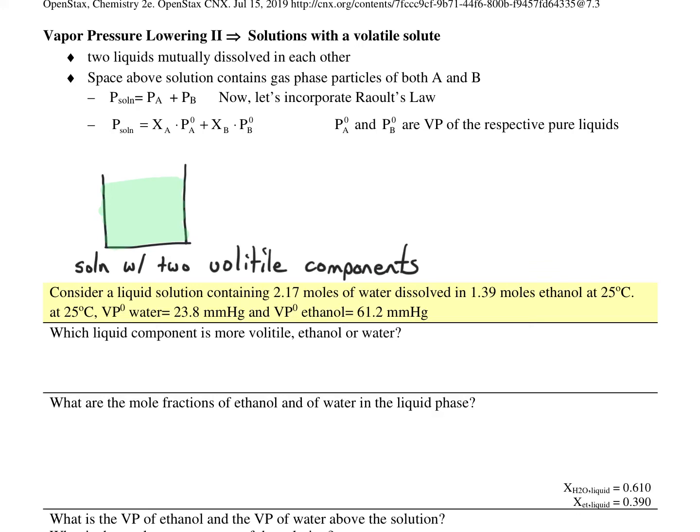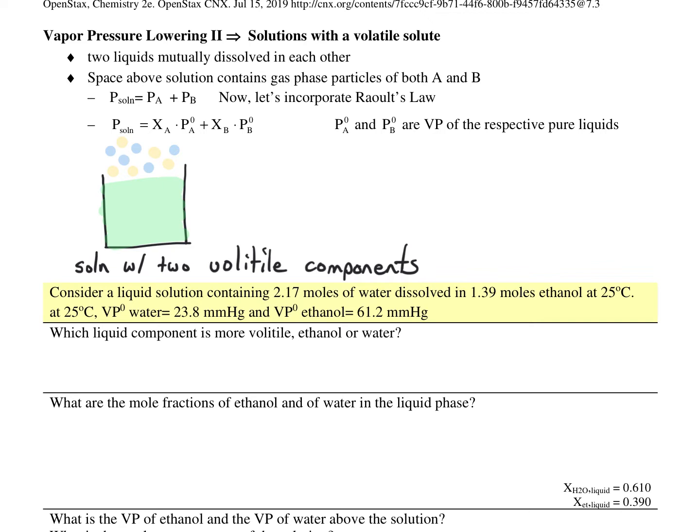Let's assume here we have a solution that contains two volatile components. Now the airspace above the liquid is going to contain gas phase particles from both of these components. We'll represent that as these are some gas phase particles from one of the components, and the other component is also going to have some gas phase particles in the space above the solution. The pressure due to these gas phase particles is the vapor pressure.